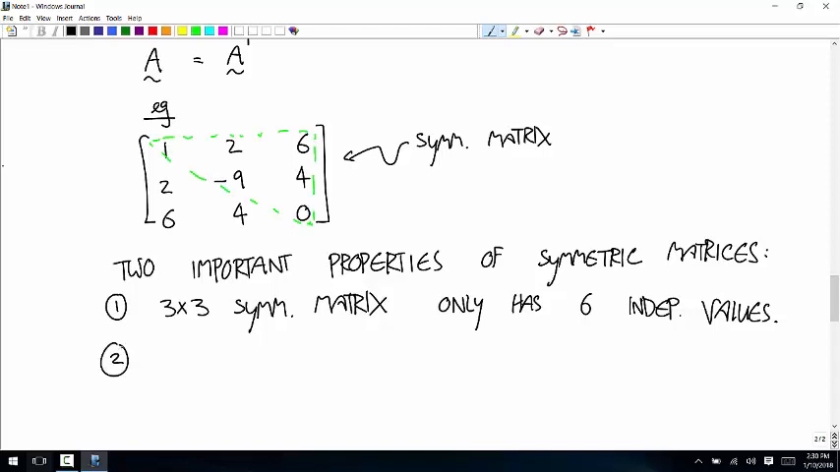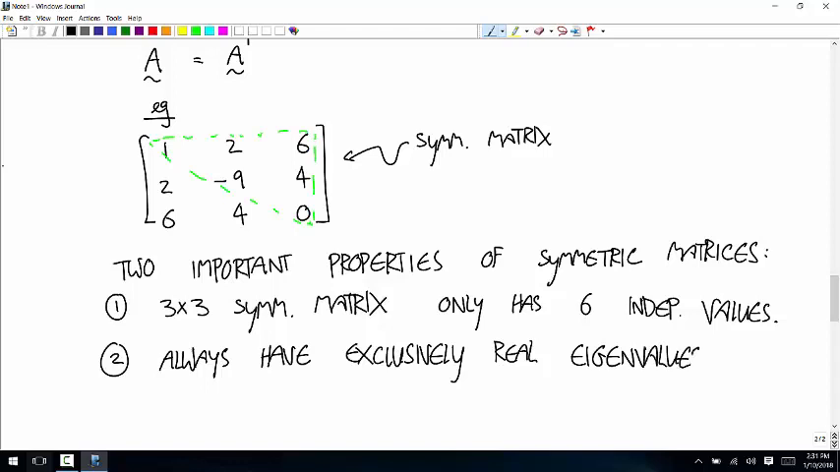but symmetric matrices have only real eigenvalues. So they always have exclusively real eigenvalues.